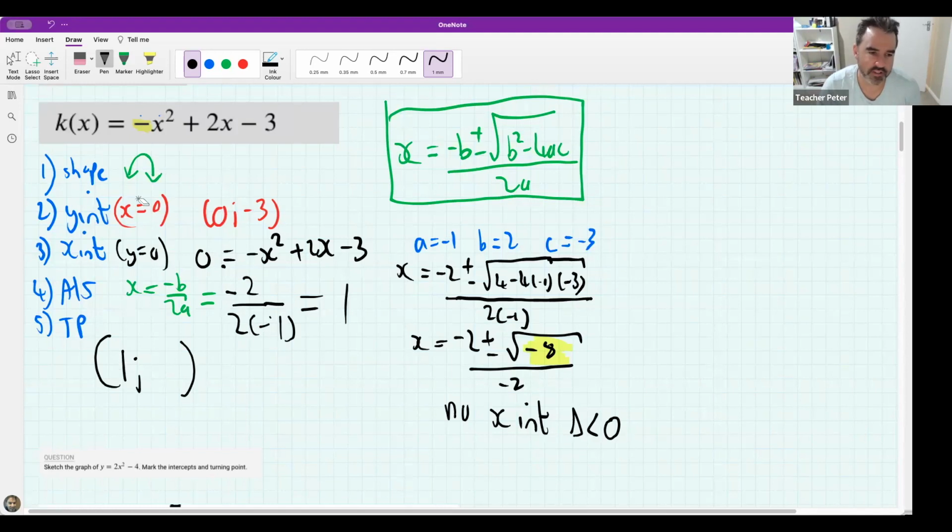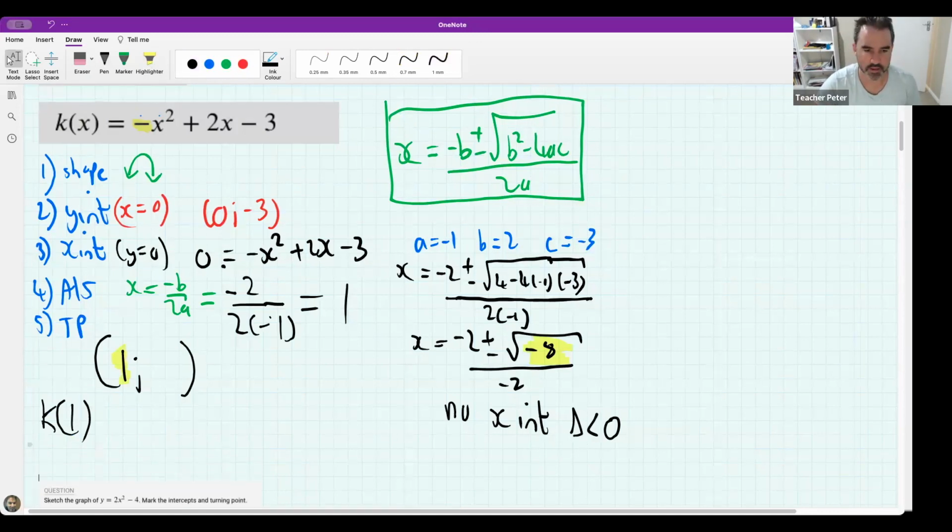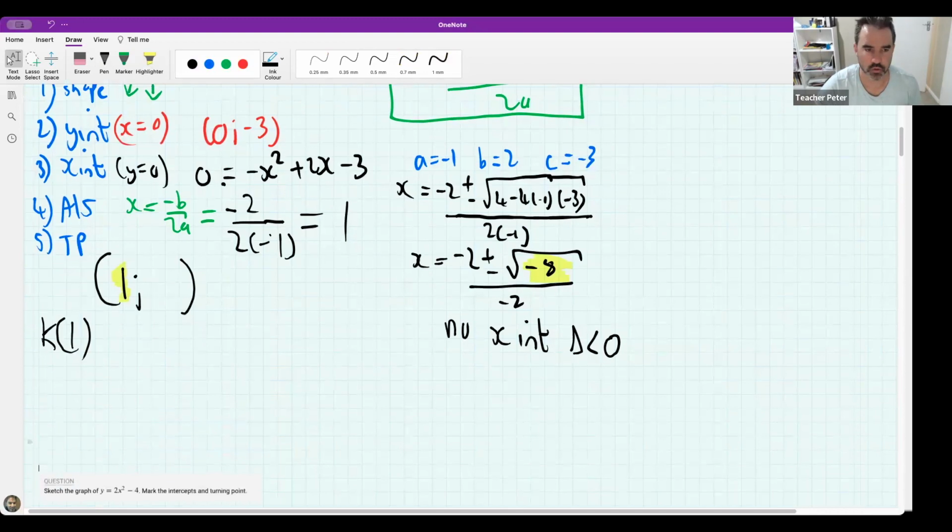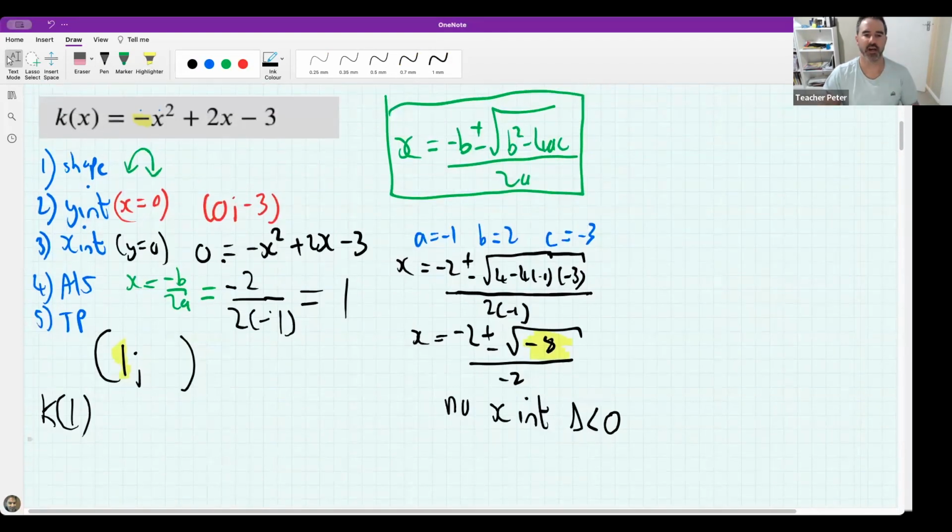But we now need to take this 1 and put it back into this formula and find essentially the k of 1. What value does the function k take on when x is 1? So I want you to tell me, what do you get when you put 1 into the function k? What do you get?